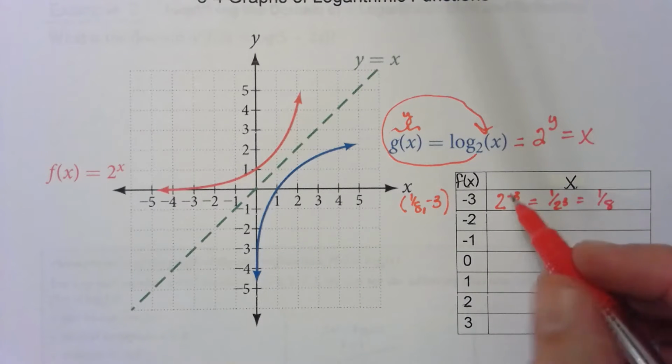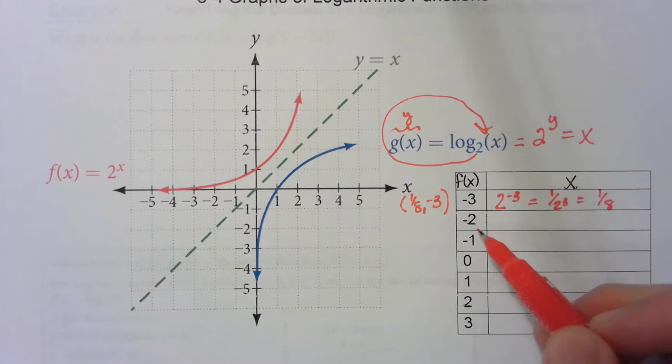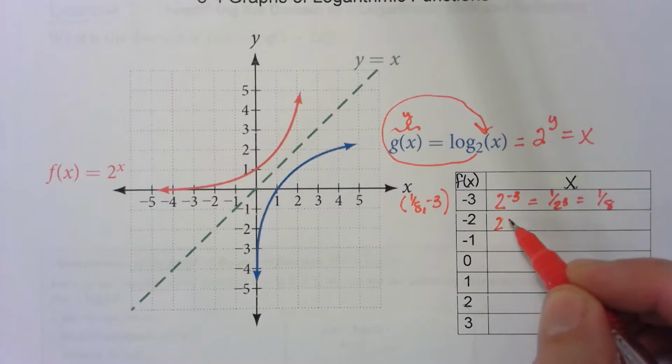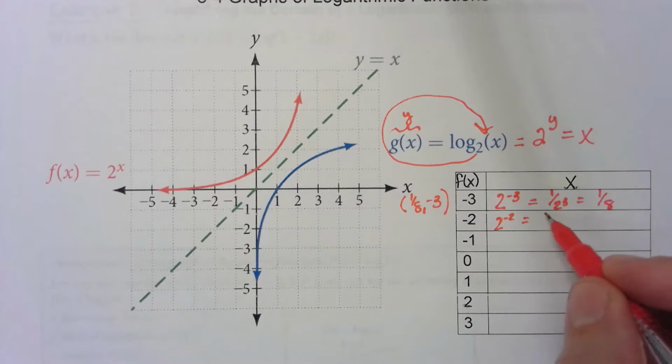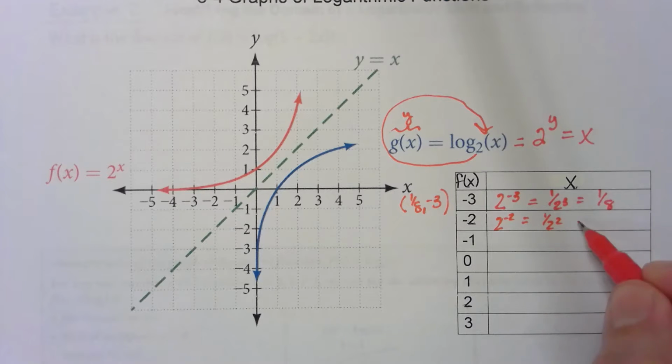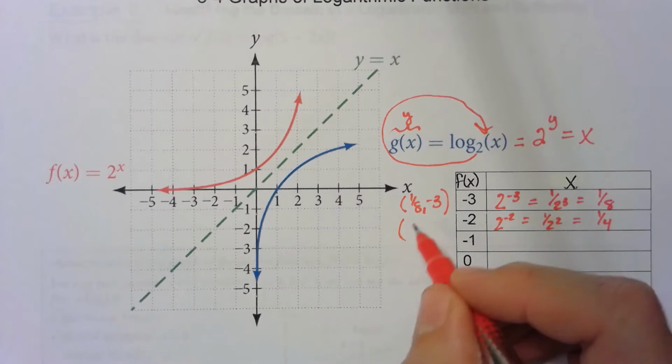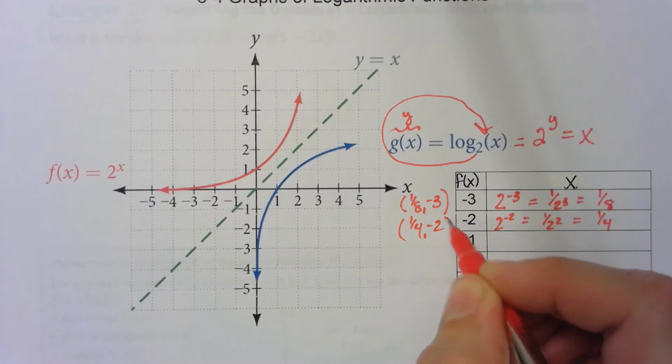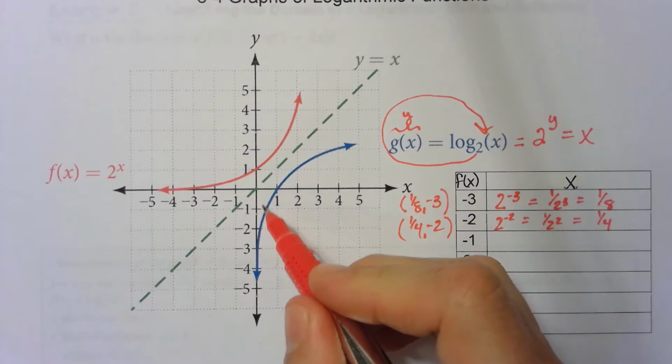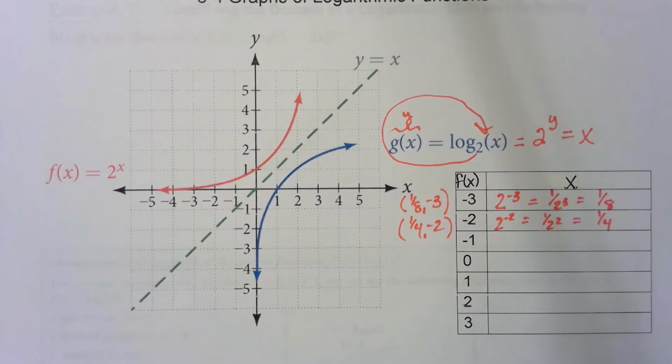Okay, let's try the next one. This means 2 to the negative 2 is y. So that's 1 over 2 squared, or 1 over 4. So this ordered pair would be 1/4, negative 2. You can go 1/4, negative 2.